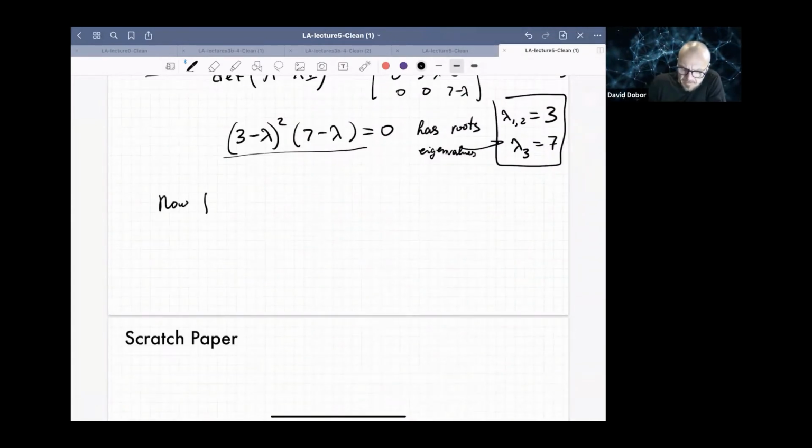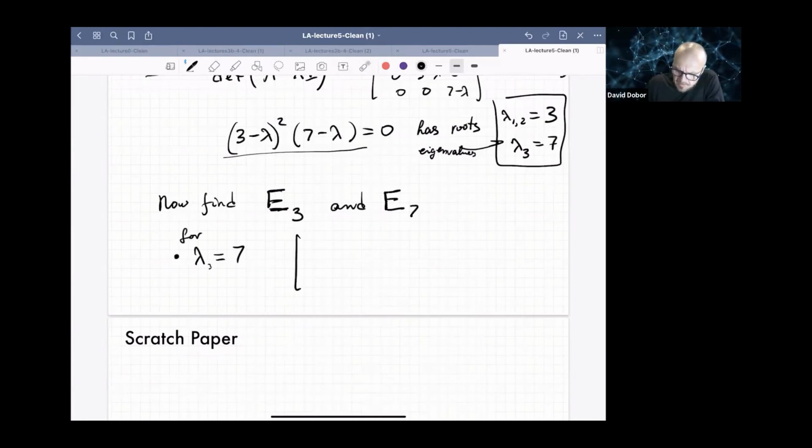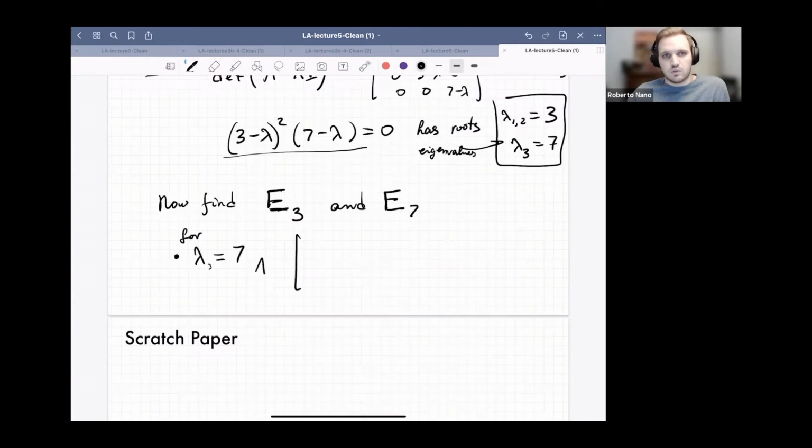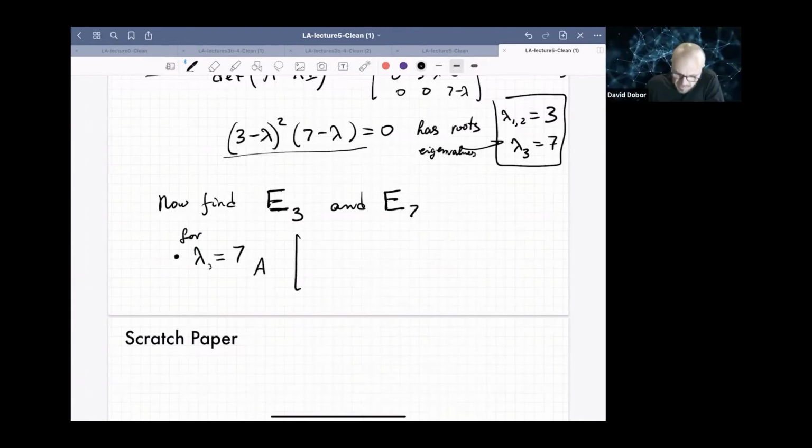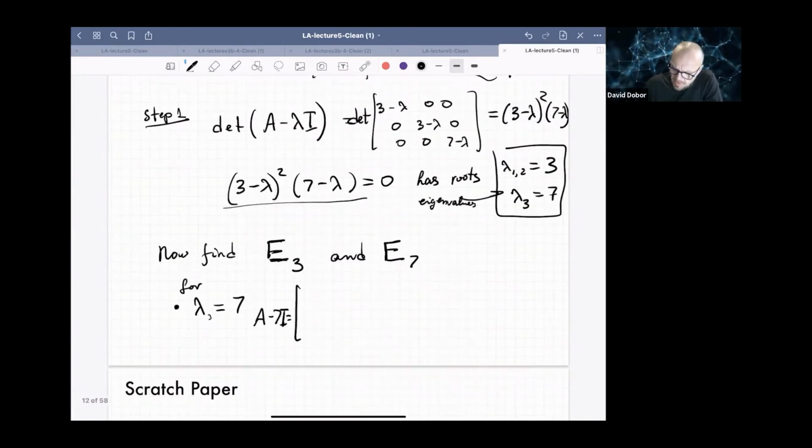Now, find the eigenspace associated with 3 and the eigenspace associated with 7. For 7, is there a change for 7? Okay, let's start with lambda equals 7. Again, we have one free variable and 2 pivots, same thing. Okay, yes, what's going to be A minus 7i?